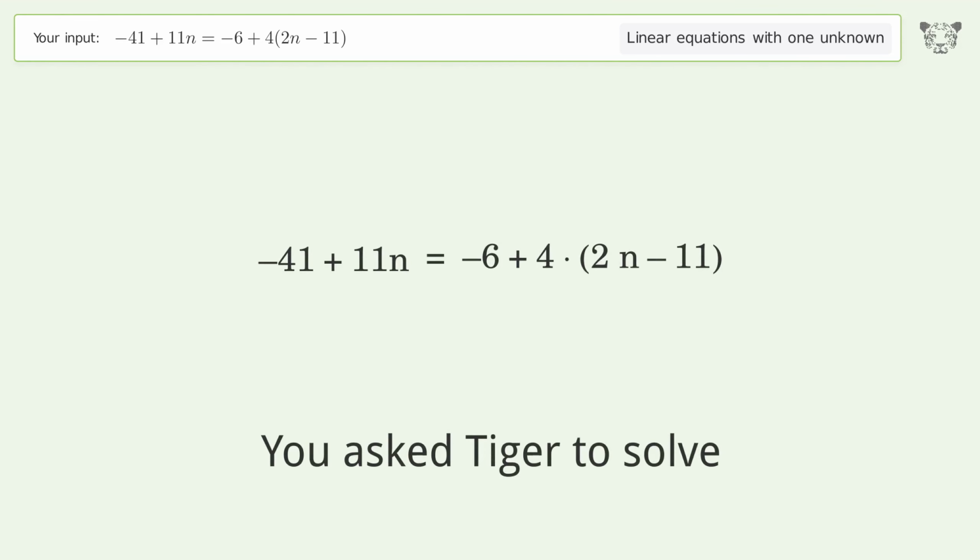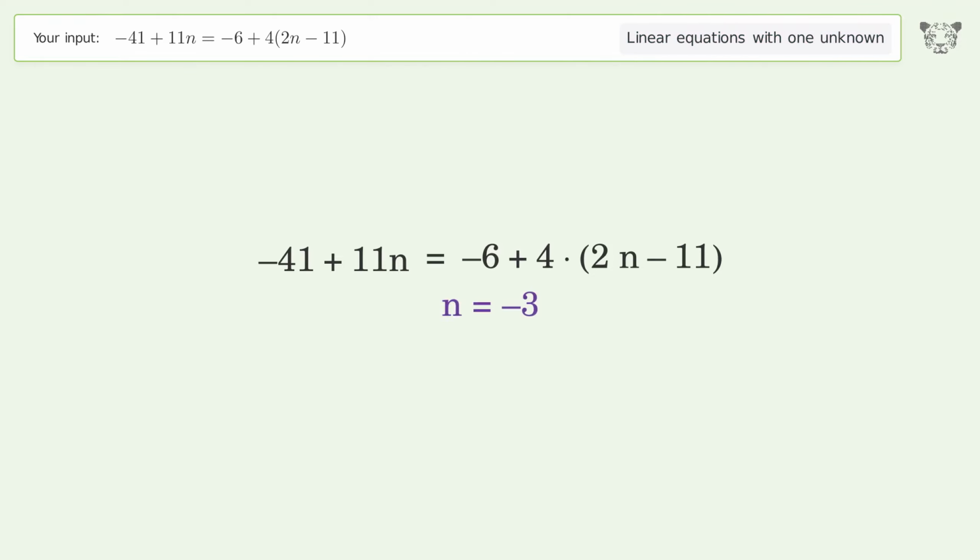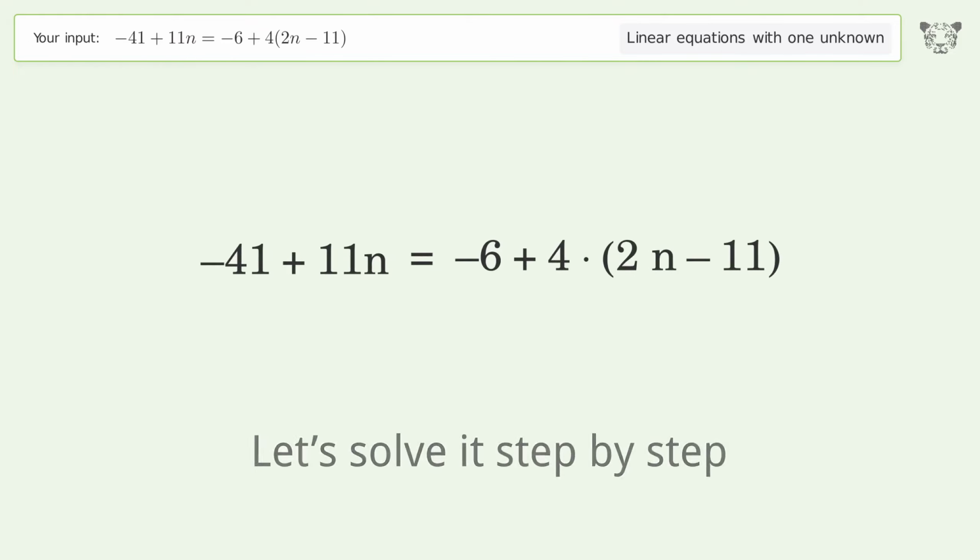You ask Tiger to solve this. It deals with linear equations with one unknown. The final result is n equals -3. Let's solve it step by step.